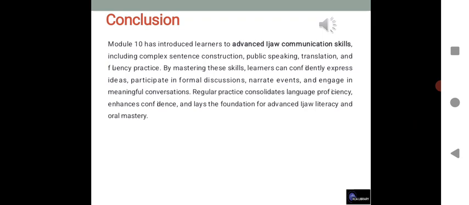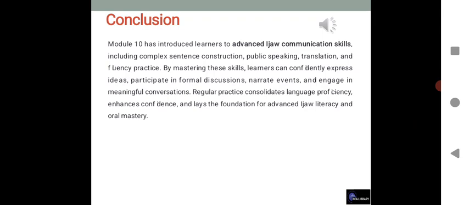Public speaking skills enhance their ability to communicate confidently in formal settings such as meetings, presentations, and community discussions. Translation practice strengthens understanding between Ijaw and English by developing accuracy, cultural awareness, and contextual interpretation. Fluency activities further improve natural speech flow, pronunciation, and overall communicative confidence. Continuous practice of these skills consolidates language proficiency and supports long-term mastery of both written and spoken Ijaw.